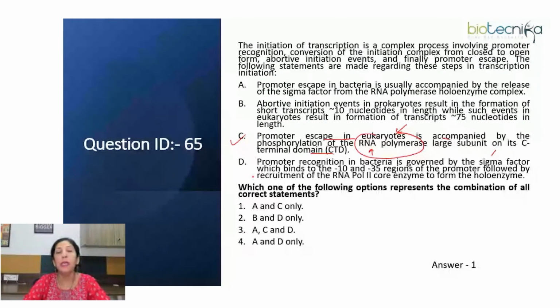Now, a few students asked me, ma'am, why is statement D not correct? Let's read out this statement to avoid any confusion. Promoter recognition in bacteria is governed by the sigma factor which binds to the -10 and -35 regions of the promoter, followed by recruitment of RNA pol to core enzyme. So here comes the incorrect word. Here what we are finding is RNA pol 2, and here we have the -10 and -35 regions. So they have fused the facts from prokaryotes and eukaryotes together. That makes this statement an incorrect statement.